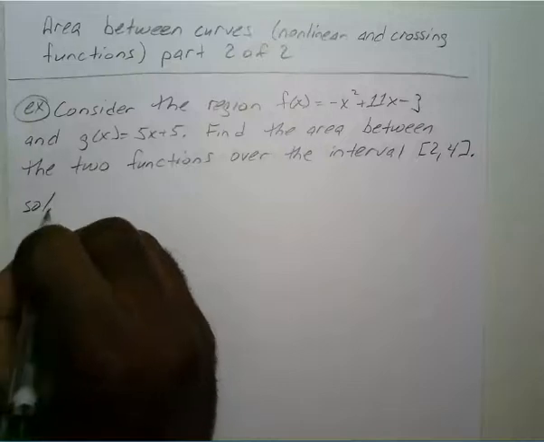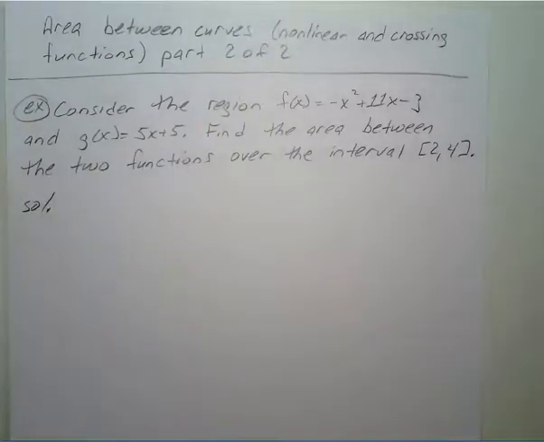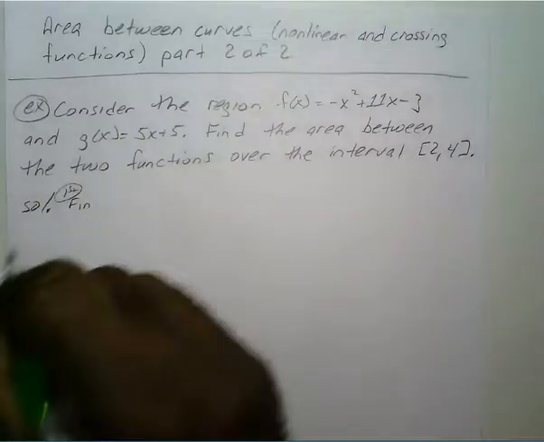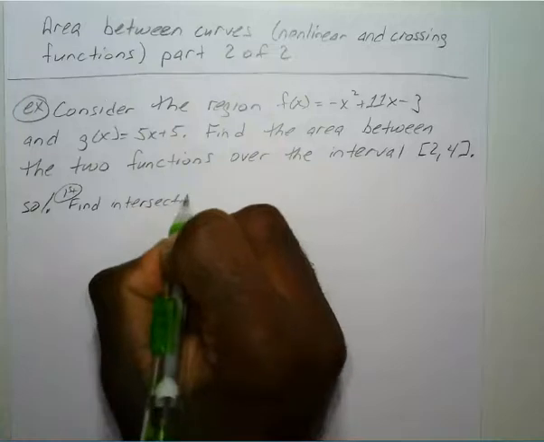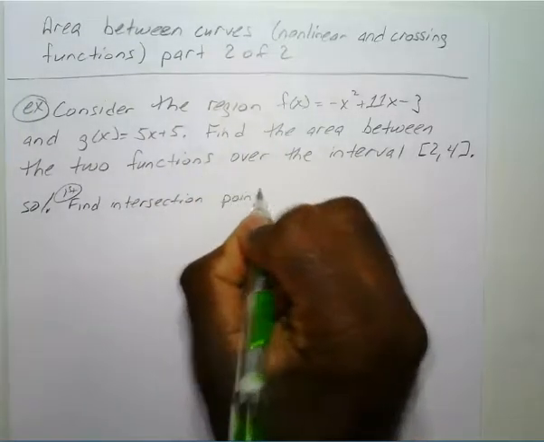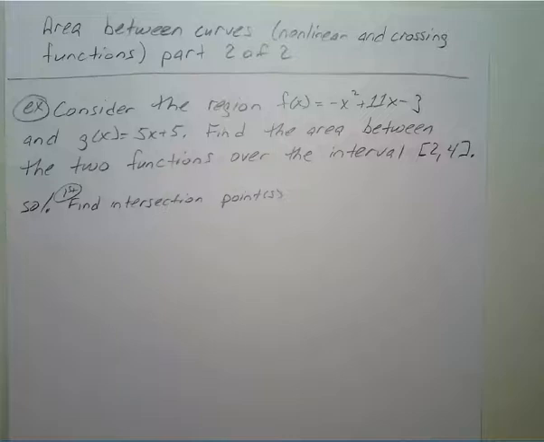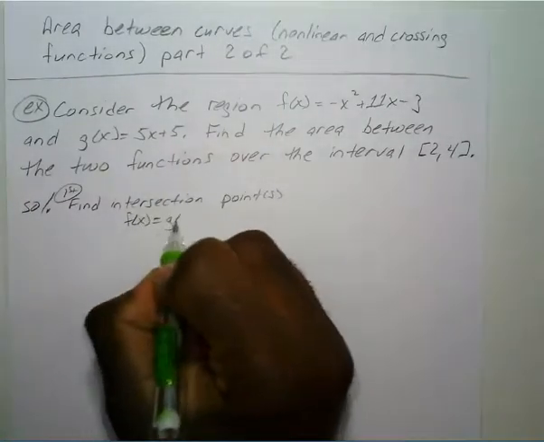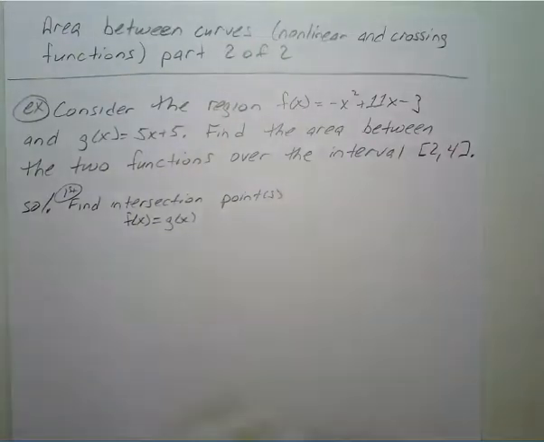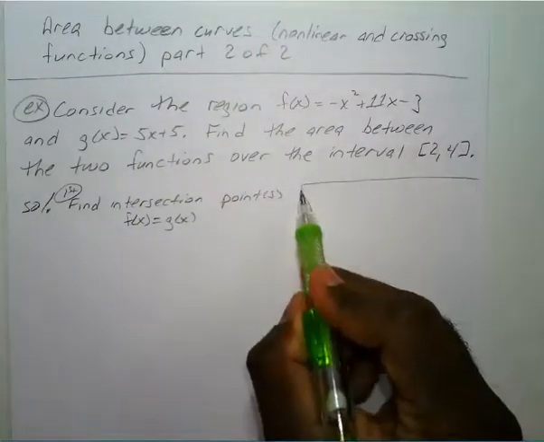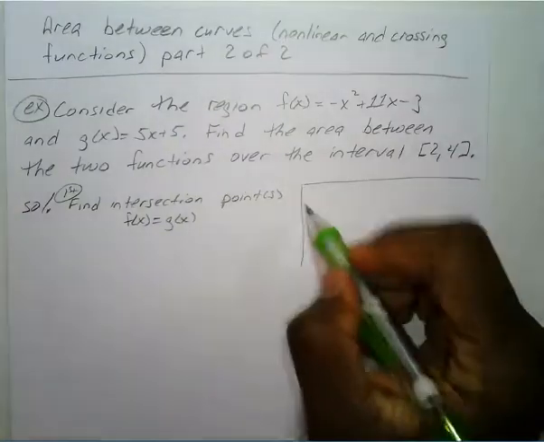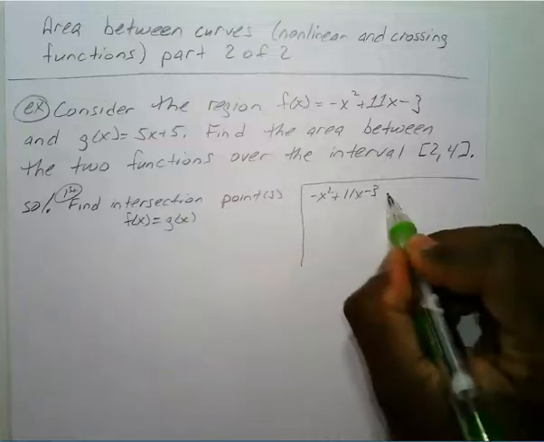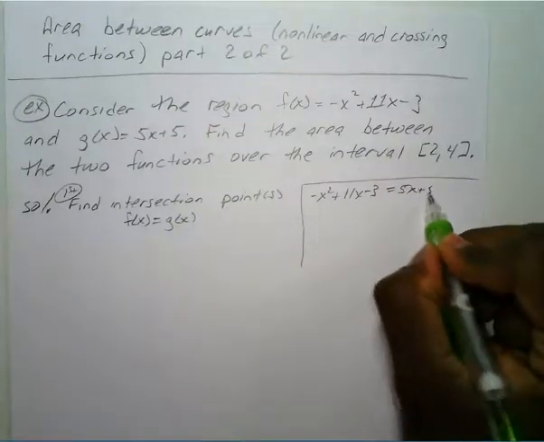All right. So first, we're going to find your intersection point. Of course, that's f of x equals g of x. I'm just going to do that on the side. So f of x is your negative x squared plus 11x minus 3, and your g of x is 5x plus 5.